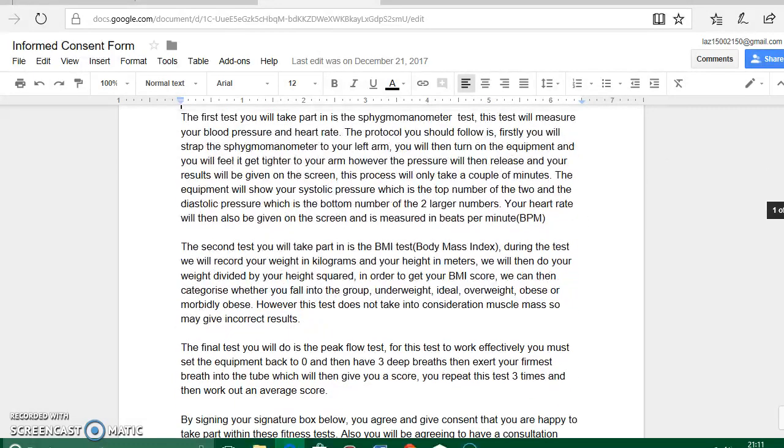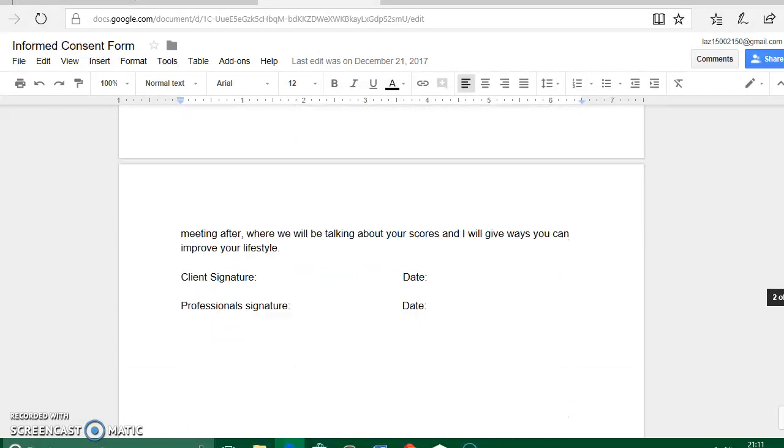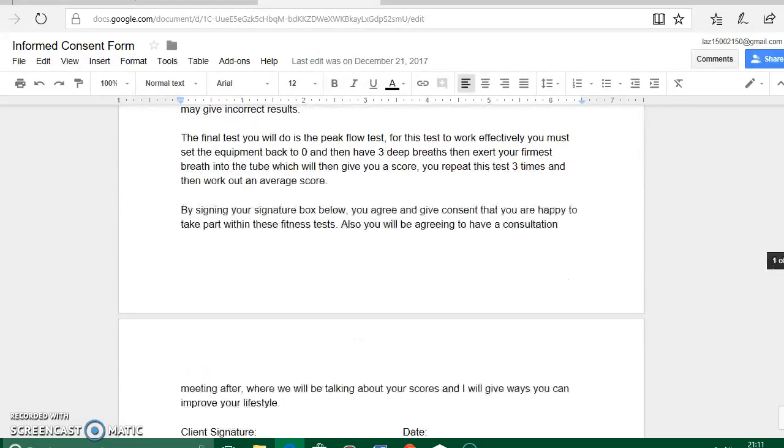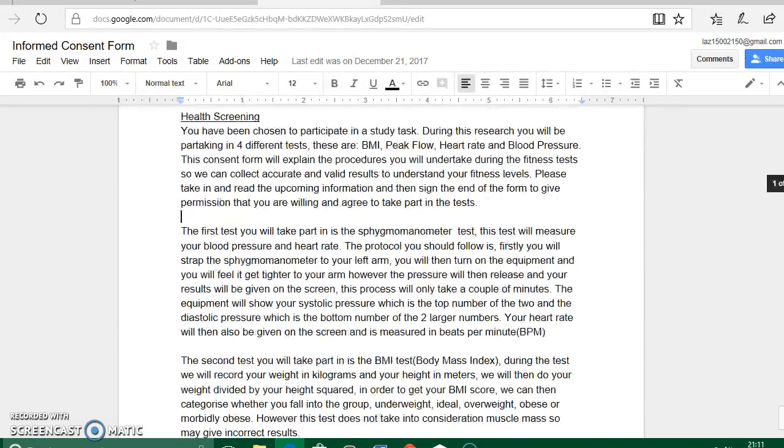At the bottom, there's a signature box for both the researcher and the participant to prove that they gave the permission to carry out the test and participate in the test. It also has the date that they'll be signing on. And that's around about it.